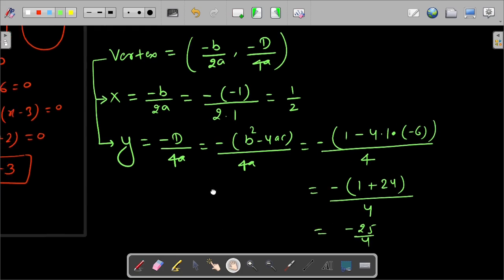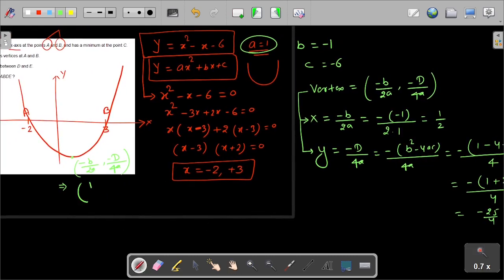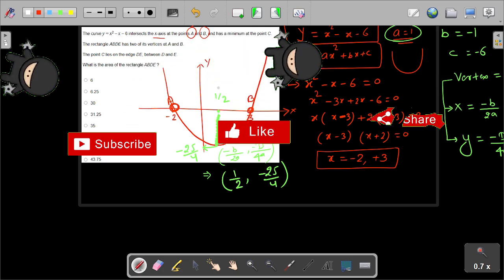So we got the coordinates of the vertex: 1 by 2 and minus 25 upon 4. You can see that the minimum is not at x equals 0. The minimum is at x equals 1 by 2. Its x coordinate is 1 by 2, and its y coordinate is minus 25 by 4. This is the first concept. What's another concept we can apply here? We can use the concept of symmetry. This is a root and this is a root, so its vertex will be in between.